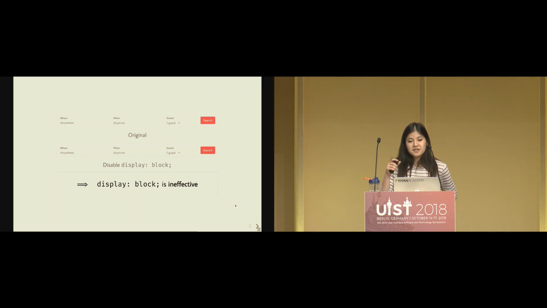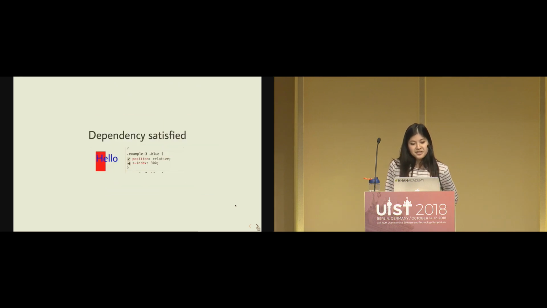And so this simple idea of visual effectiveness, we also generalize to identify dependencies. So here's the example from before where we have position relative, which means the dependency is satisfied. And you can see that when you toggle z-index on and off, as you would expect, it affects the stacking context of the element on the page. But to test the dependence of position relative, we can disable it here, as I'm going to do, and then toggling z-index on and off now has no effect.